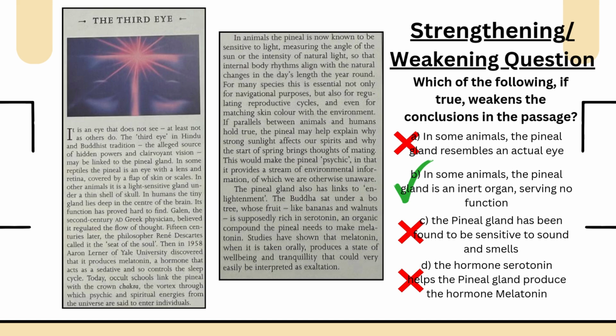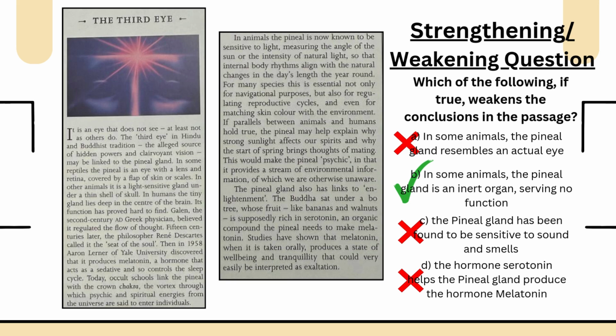us answer the question. Now, if you look at the first option, it says that in some animals, the pineal gland resembles an actual eye, which is supported by the passage also. But we are supposed to figure out the option which will weaken and not strengthen the conclusion in the passage. Naturally, the first option tends to strengthen the author's conclusion, and therefore it is the incorrect option and it is out of the window.